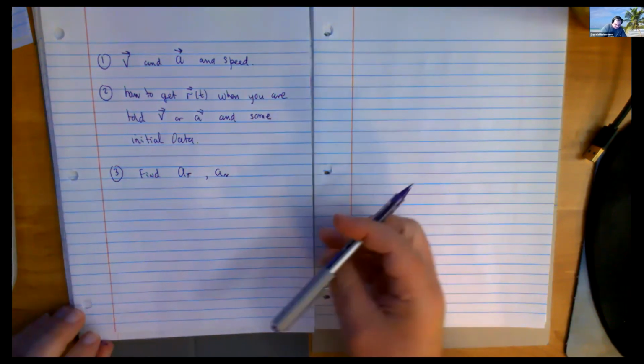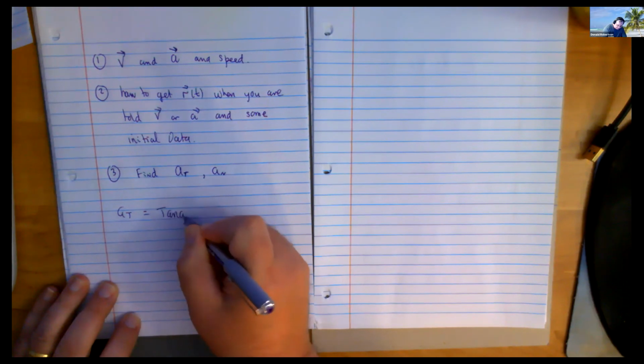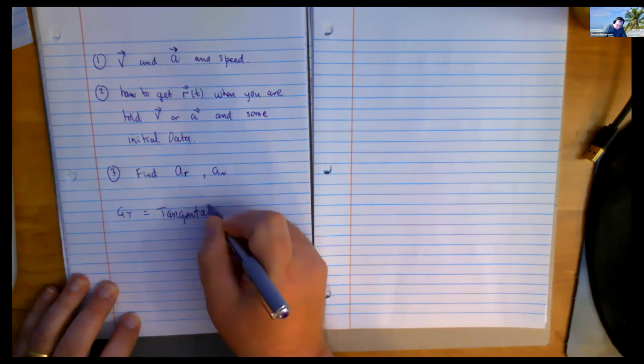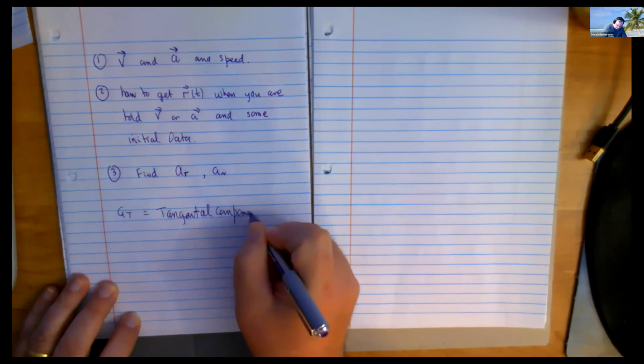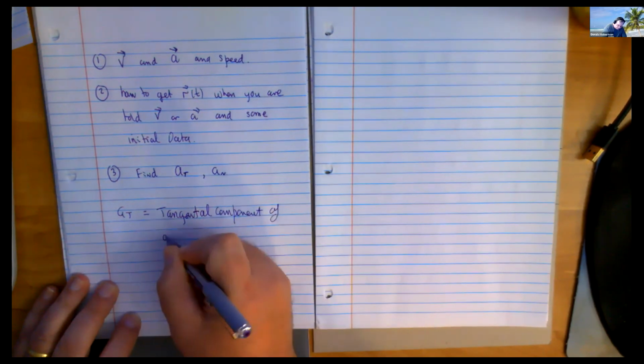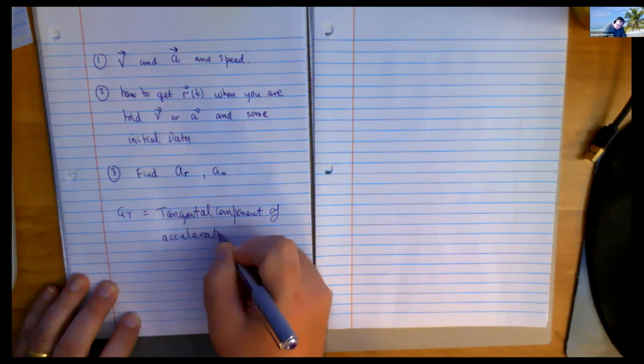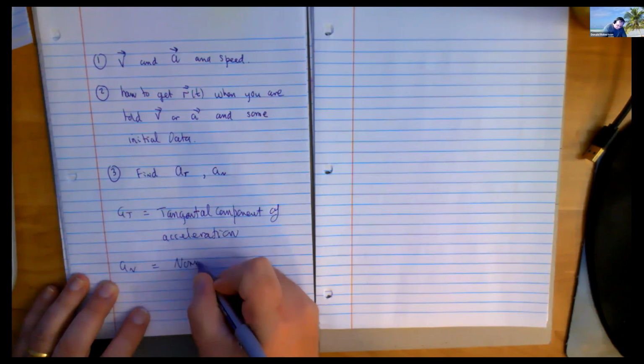So these things are things that engineers, physics people, science in general, find interesting. It's called the AT, the tangential component of acceleration. It's a bit of a mouthful. And AN is called the normal component of acceleration.